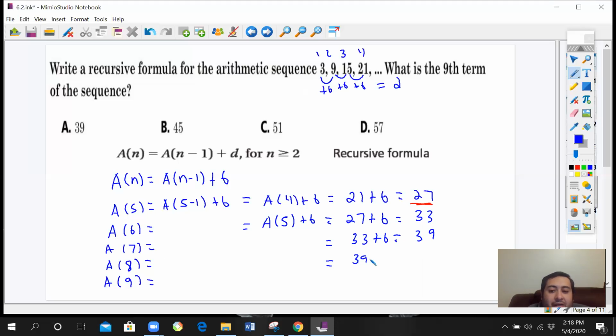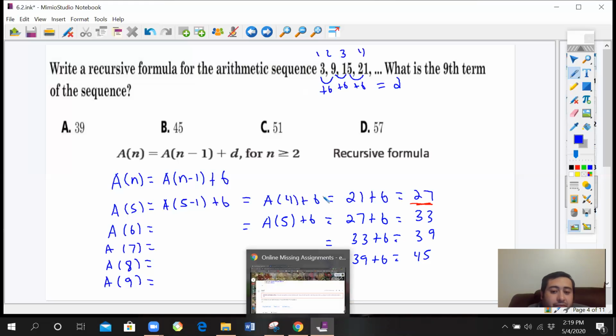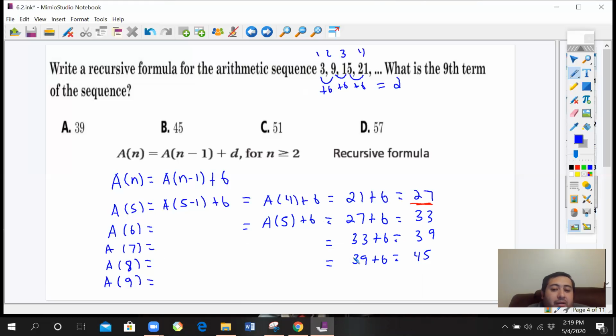Then we have 39 plus 6 is going to give us 45. And then the last one, which is your A9, 45 plus 6 is going to give us 51. So here is going to be letter C. And your formula is basically this.